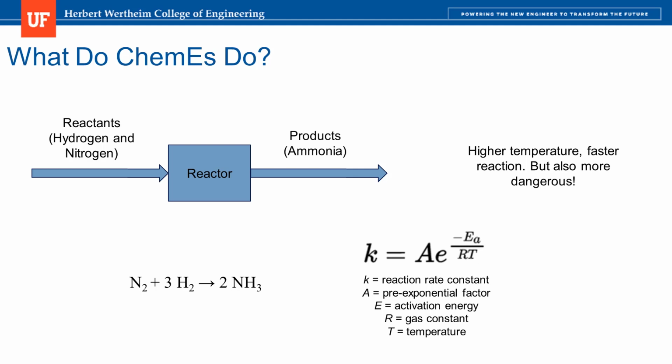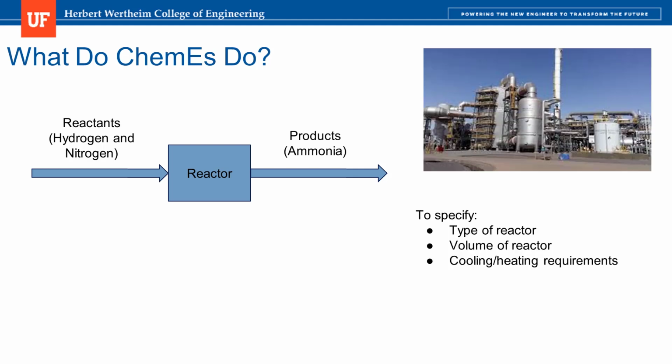This presents the possibility of trade-offs. The reaction will occur faster at a high temperature, but these high temperatures are also more dangerous. A chemical engineer must also learn how to design the chemical reactor, including specifying the type of reactor and the volume of the reactor, in addition to other specifications that must be made. For example, if the reaction is exothermic, the chemical engineer also needs to know how to calculate how much cooling is needed to keep the process safe and avoid a runaway reaction.